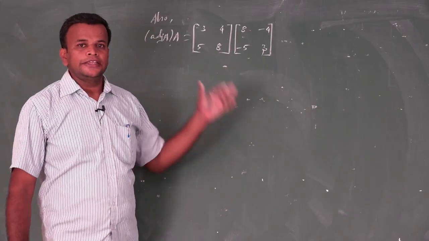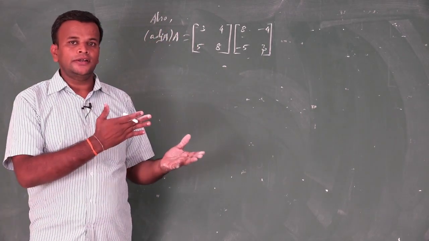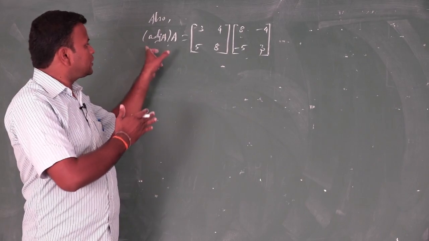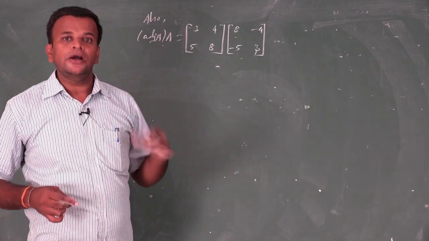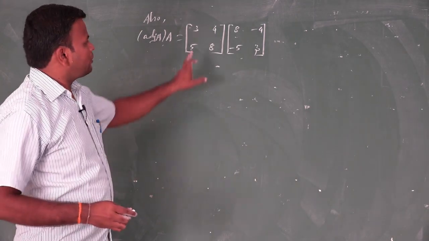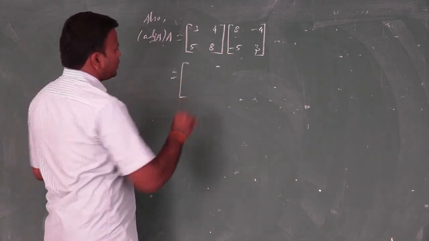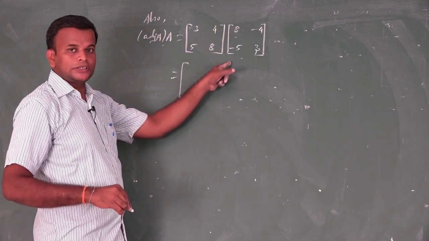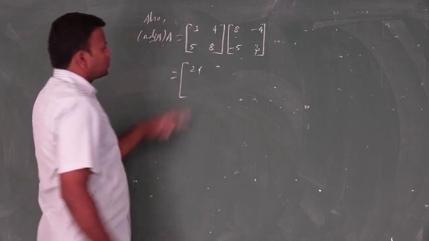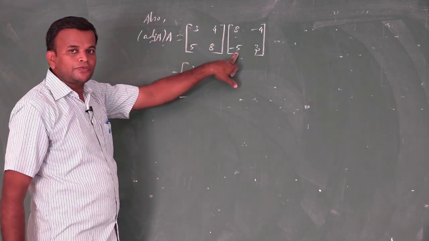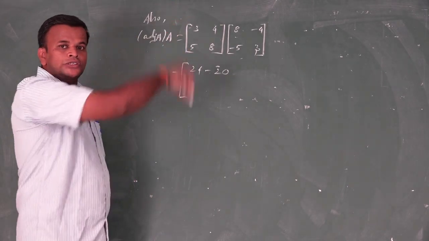Next we find adjoint A into A. So one part is over. Next is the reverse: adjoint into A. That value will also come as determinant A into I2. Now we check. We multiply these two matrices. First row, first column. 3 8s are 24. 4 into minus 5 is minus 20. That is first row, first column.